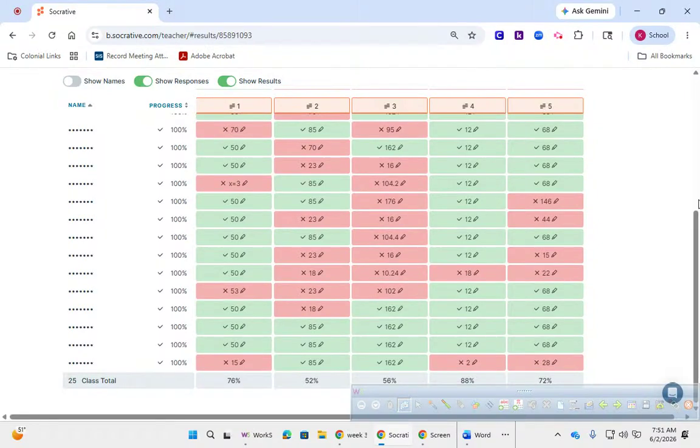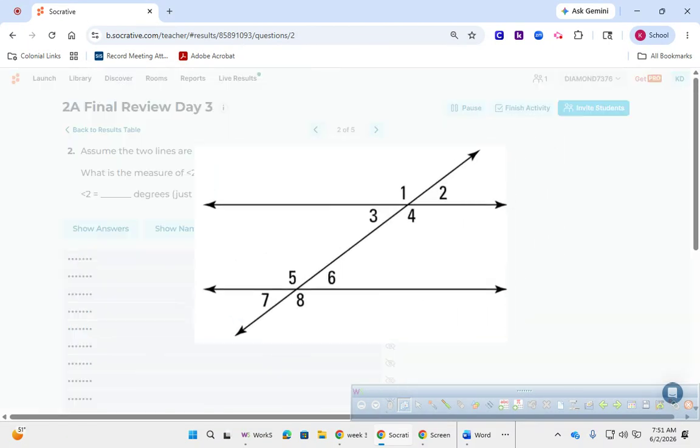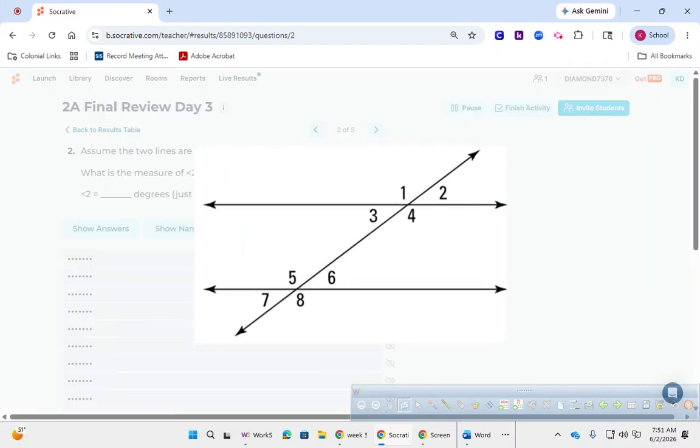All right, so I'm going to go over 2 and 3. The others are above 70%. So let's see what number 2 is. Assume the two lines are parallel. We have angle 2 and 8. All right, so let's see.